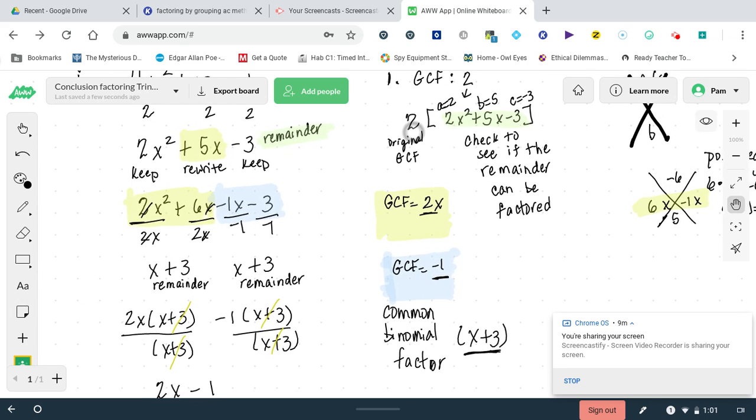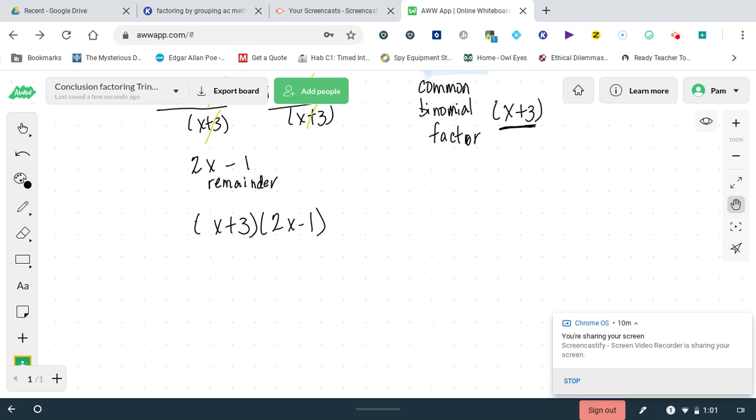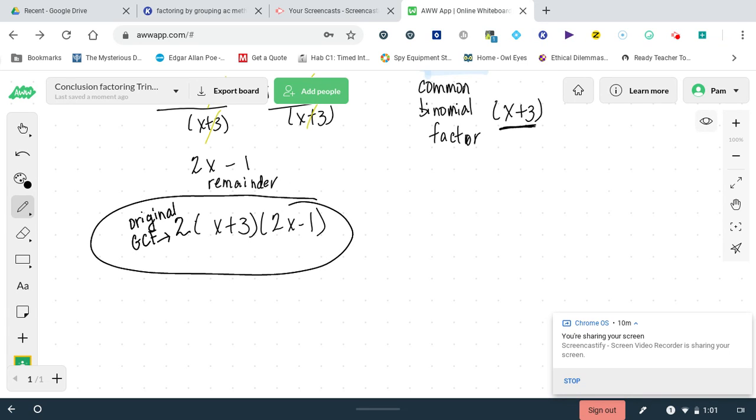So what do I want you to do? I want you to go back down here, take that original GCF and place it right here, back in the front first. Okay? It is our original GCF. You put it right back. Make sure to put it back in the end. So after you factor the remainder, if the remainder can be factored after you divide by GCF, don't forget in the end, put your original GCF back.